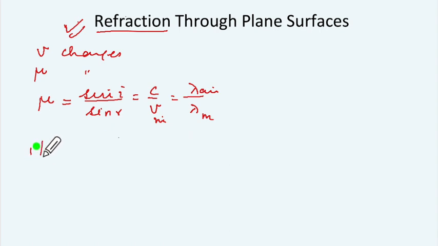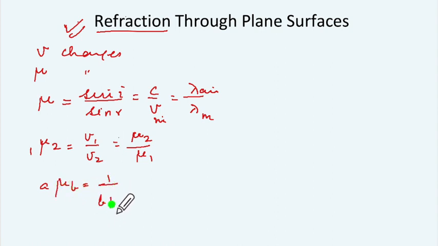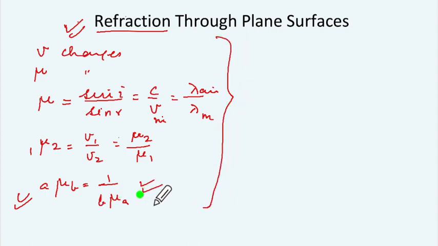So if you have 1 mu 2, then it is going to be V1 upon V2. And if it is to be expressed in the form of refractive indices, then it will be mu2 upon mu1. You also know that A mu B is going to be 1 upon B mu A. They will ask you, what does this formula represent? Which property of light does it represent? So this is going to be reversibility of light. So learn all the formulas thoroughly, and also the ray diagrams.